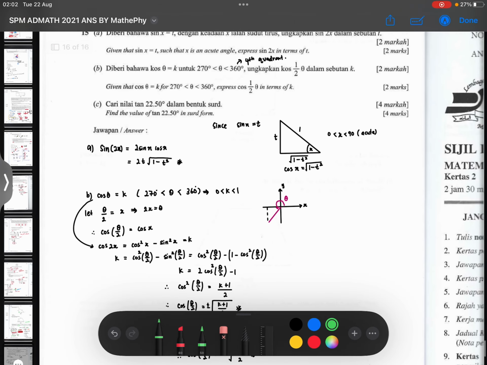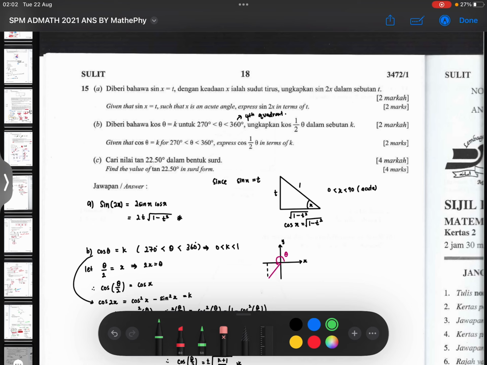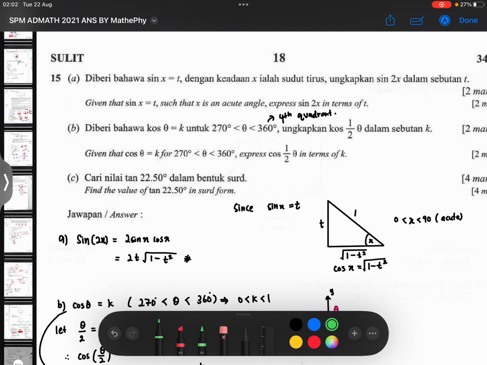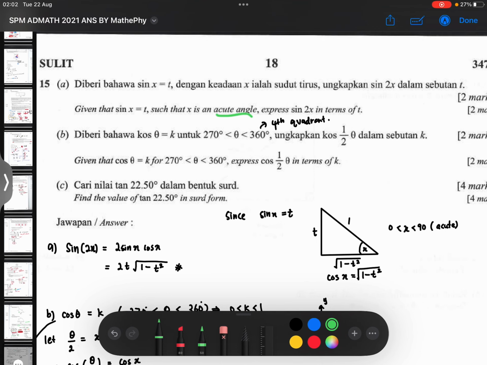Okay, the last question actually. 15a. It is given that, where is x? Sorry, it's already 2 o'clock at night, so I feel a bit confused. So it is given that sin x equals t such that x is acute. So acute is the angle between 0 and 90.